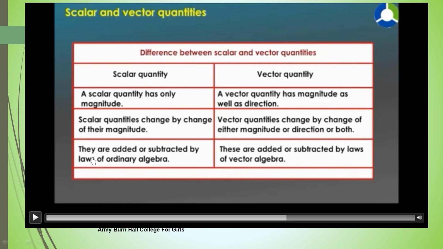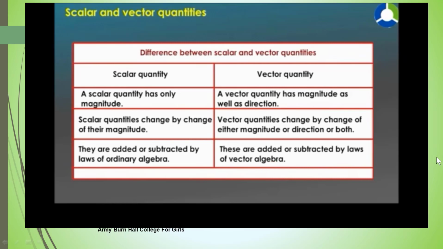And what about scalar quantities? They are added or subtracted by the laws of ordinary algebra. We can simply add or subtract using simple mathematics, plus and minus symbols. But what about vector quantities? They are added or subtracted by the laws of vector algebra. They cannot be added by the simple algebraic operations we are using. We have to use different techniques, which we will discuss later in this chapter.